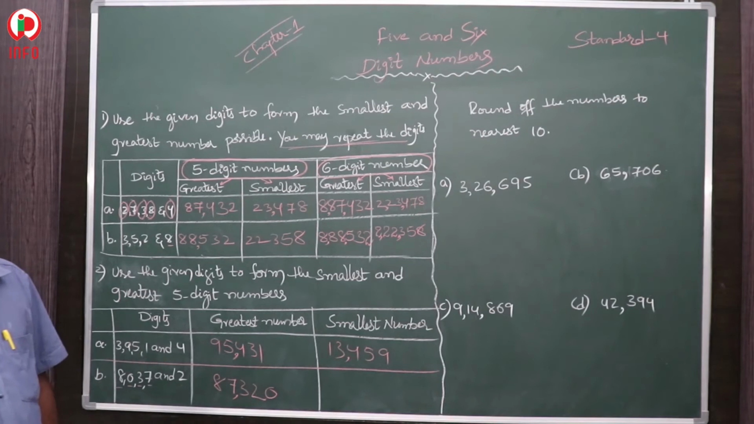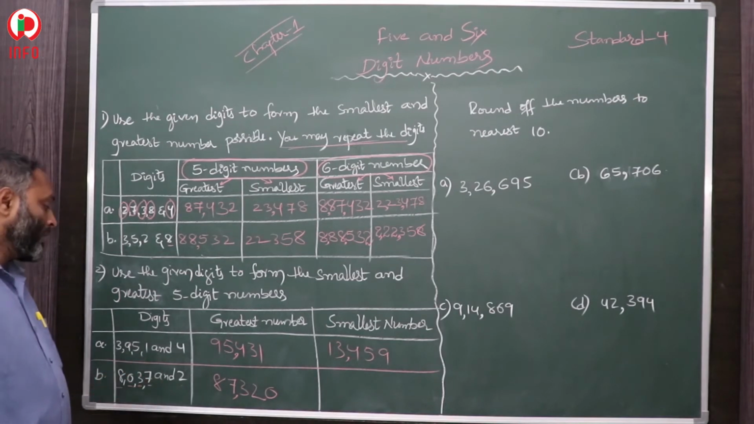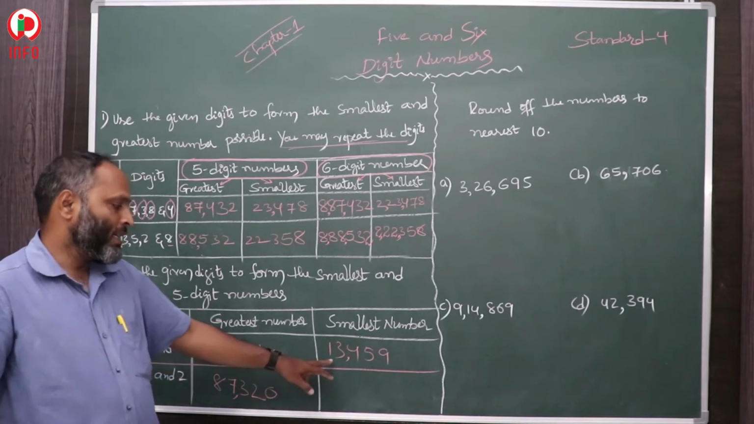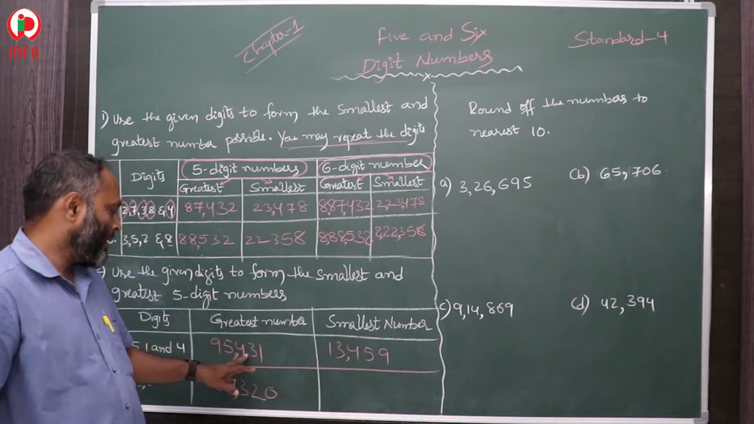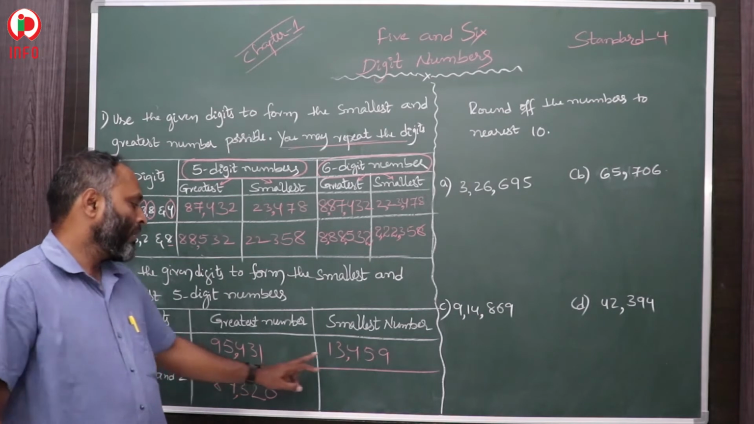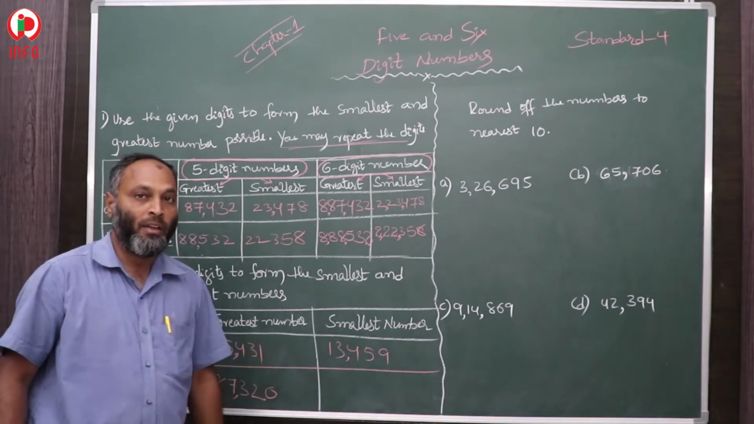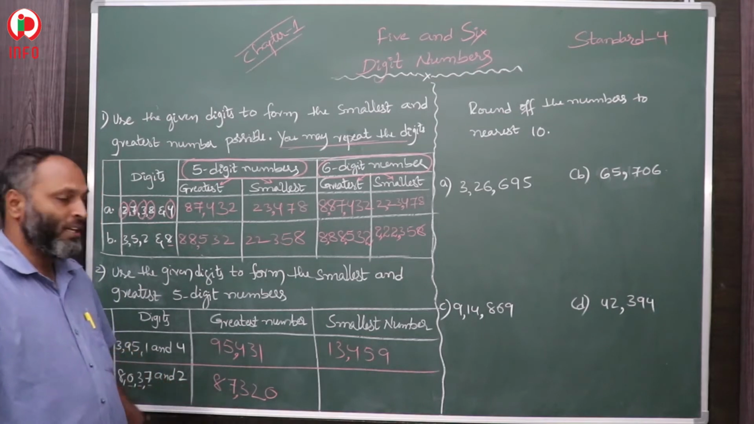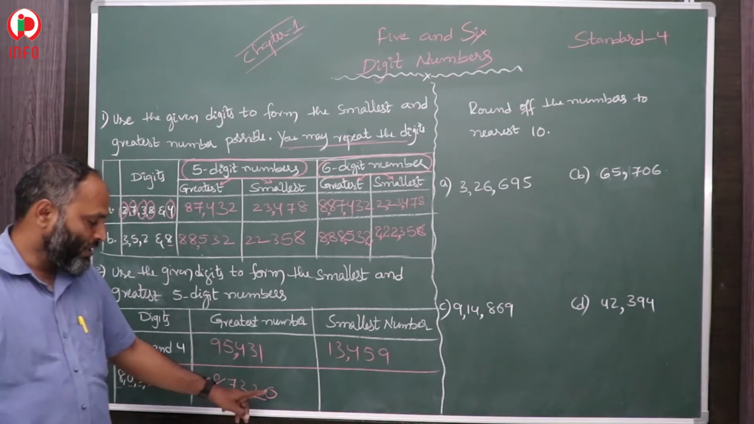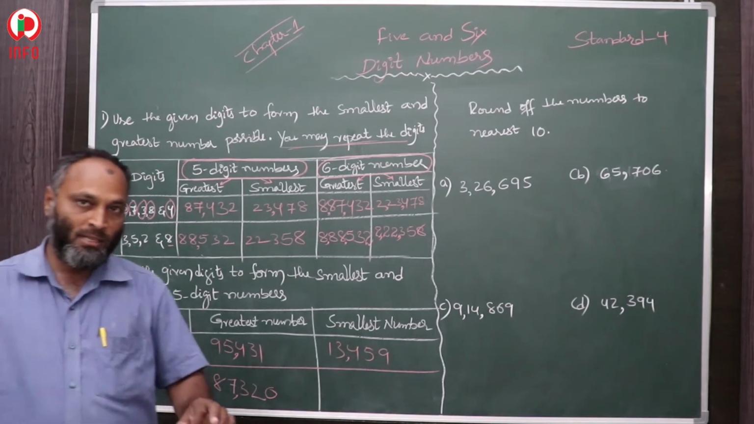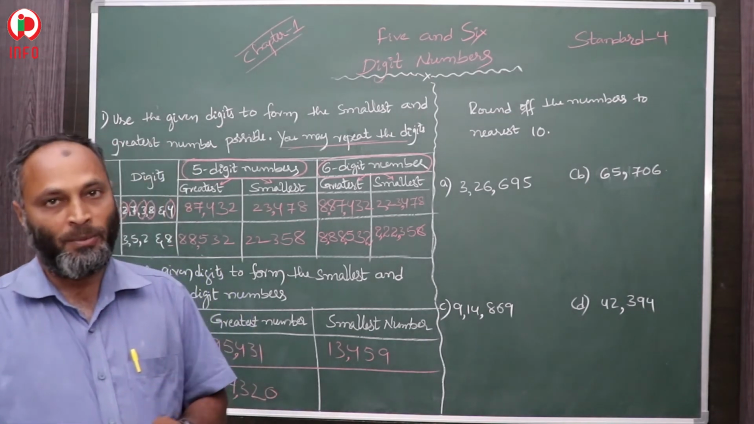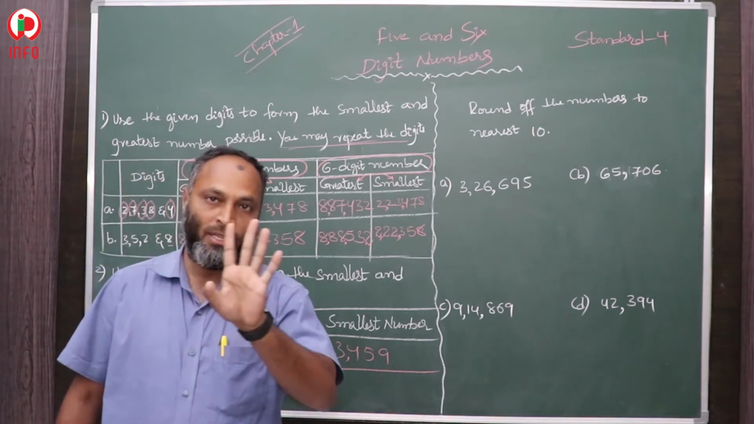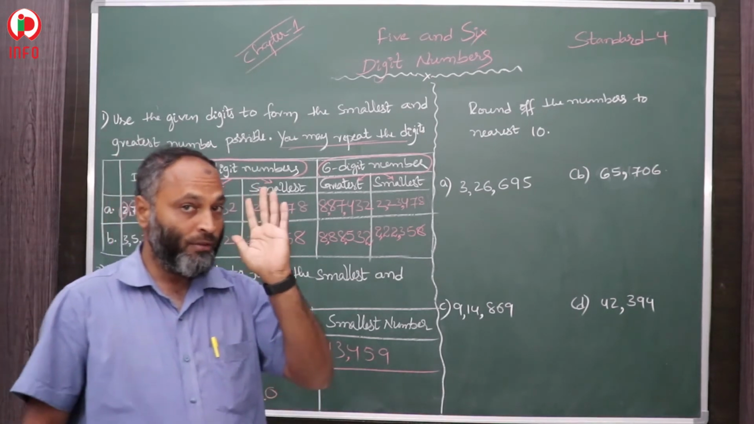And for the smaller number, by using all the digits, don't start your number from 0. I said here it starts from 1, 3, 4, 5, 9. In this order we arranged. But here don't start from 0, 2, 3, 7, 8. First here 0 is there. Whenever 0 comes first, don't take 0 first. If you take 0 first, then you will get a 4-digit number, not a 5-digit number. So these things you have to remember.